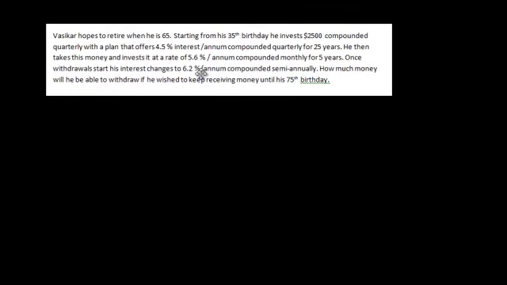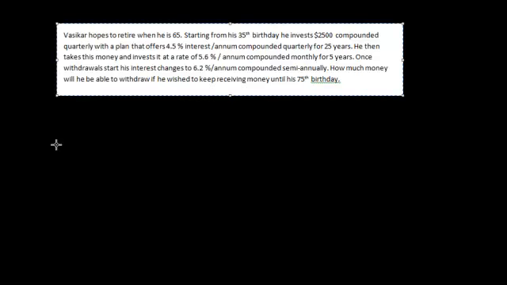Here's the question. Move this over. So Vasquez hopes to retire when he's 65. So starting from his 35th birthday, he invests $2,500 compounded quarterly with a plan that offers 4.5% interest per annum compounded quarterly for 25 years.